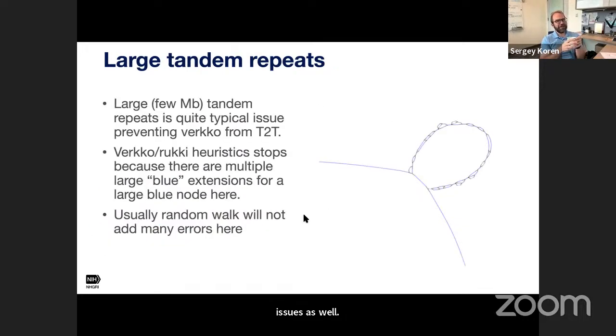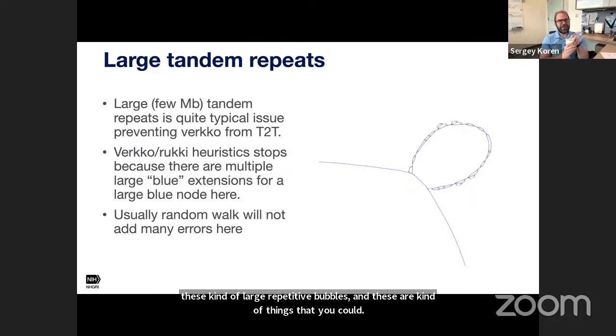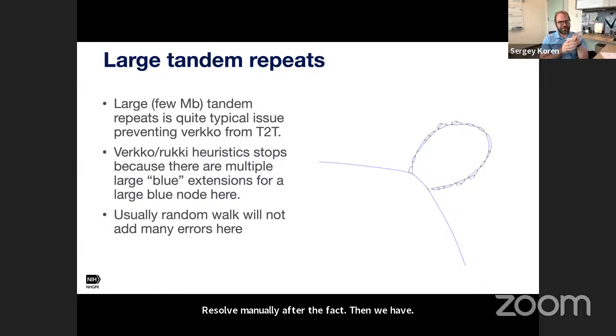A common thing that you see in the graph, and one of the most common reasons we don't have a T2T contig, but a T2T scaffold usually, are these large repetitive bubbles. These are things that you could resolve manually after the fact, if you wanted to spend more time on it. There could be cases where the ONT alignments just weren't strong enough for Verkko to automatically resolve them.